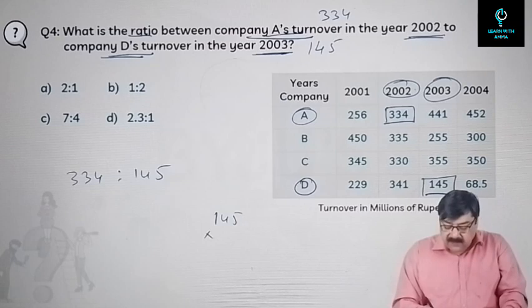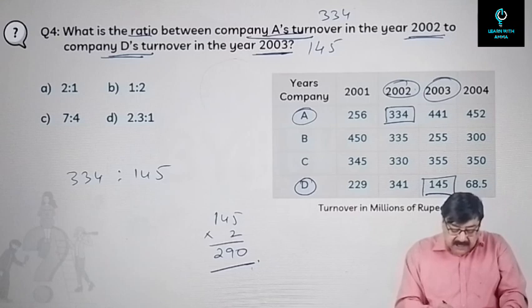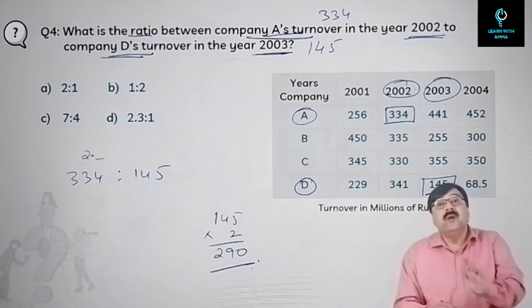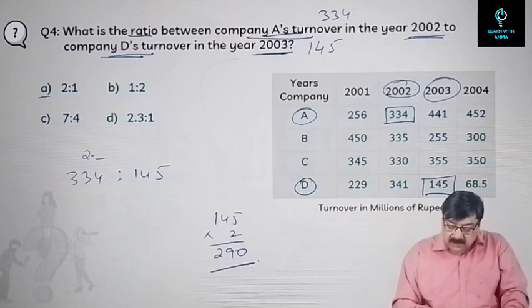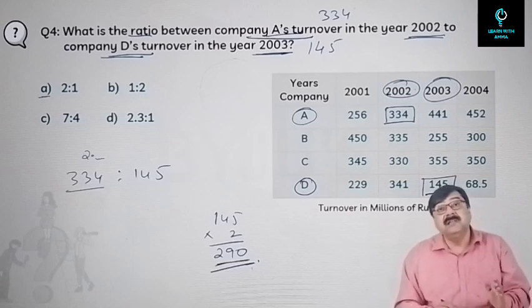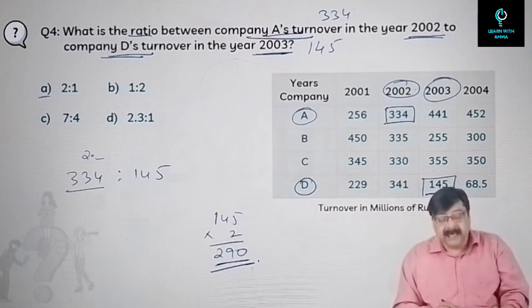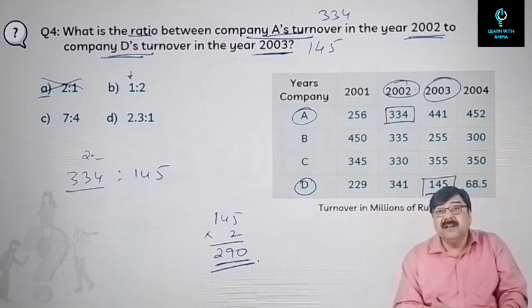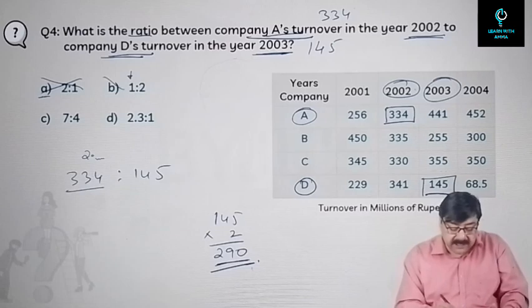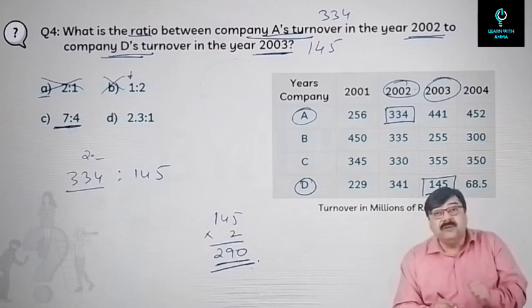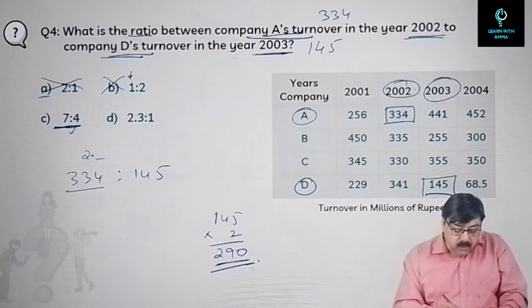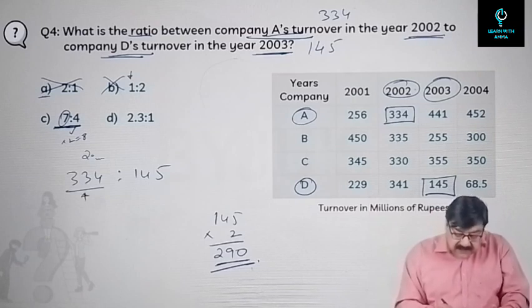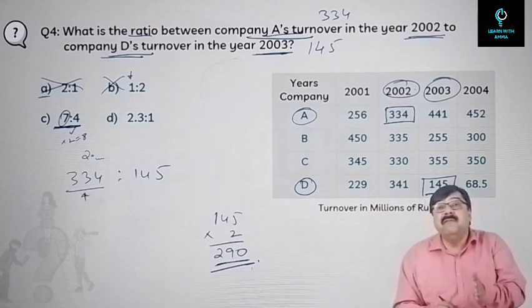Now see, double of 145, easily we can find out that it works out to be 290. So this 334 here is 2 point something times 145. So A cannot be the answer because double of 145 is 290 and 334 is quite larger or greater than 290. B cannot be the answer because the first figure has to be higher, it is 334. The second figure has to be lesser, that is 145. So B is out. In choice C, which says 7:4, once again we find out that 4 into 2 is anyhow 8 and the 7 here is lesser than 8. The first figure, 334, is more than the double of 145.